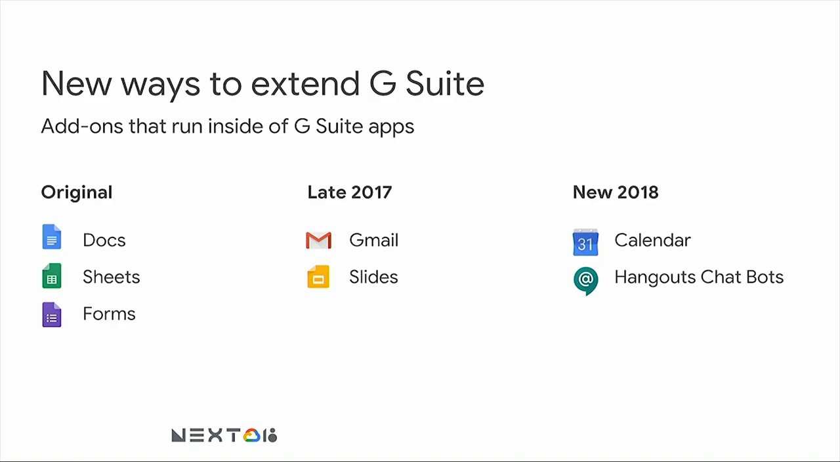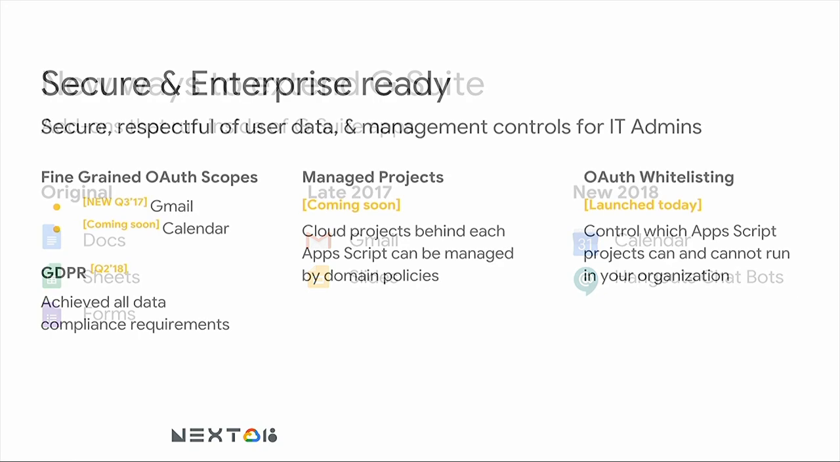Add-ons are essentially mini applications that live inside of G Suite apps. When the platform initially launched, we supported Google Docs add-ons, Google Sheets add-ons, and Google Forms add-ons. However, late last year, we also introduced the ability to create add-ons for Gmail and Google Slides. And this year already, we have released the ability to create Google Calendar add-ons and also Hangout chatbots with AppScript.